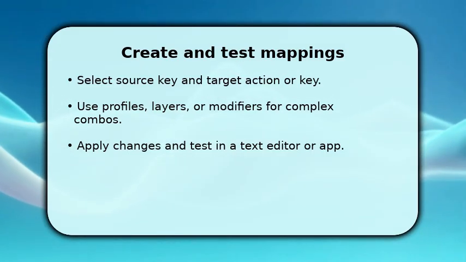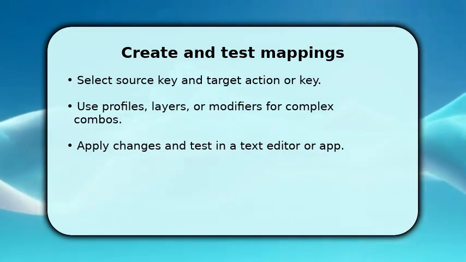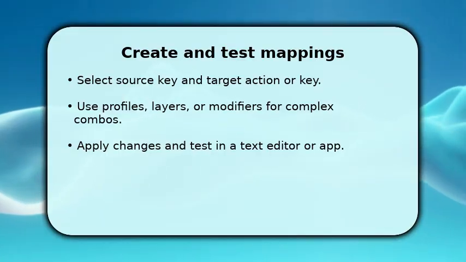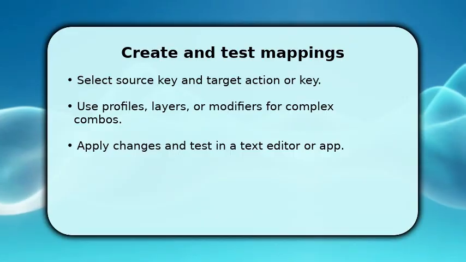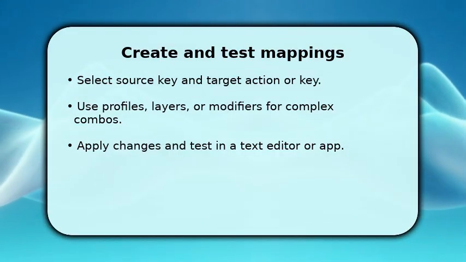Once assigned, apply the change and immediately test in a simple text editor and the apps you use most. If something behaves oddly, toggle the profile off and on. This refreshes bindings. Make small changes one at a time so you can identify which mapping.